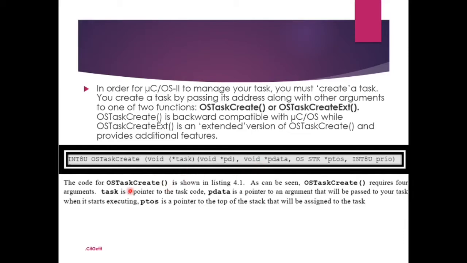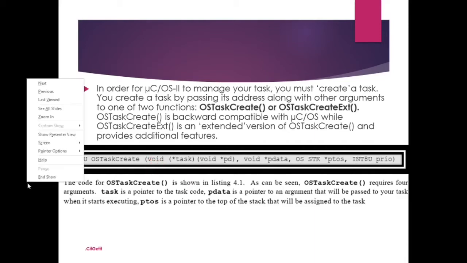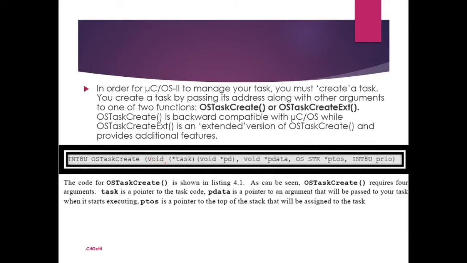So what are the parameters passed to it? The first parameter is the task pointer, which points to the code of the task being created. The first parameter that we are passing is the pointer to the code of the task being created.